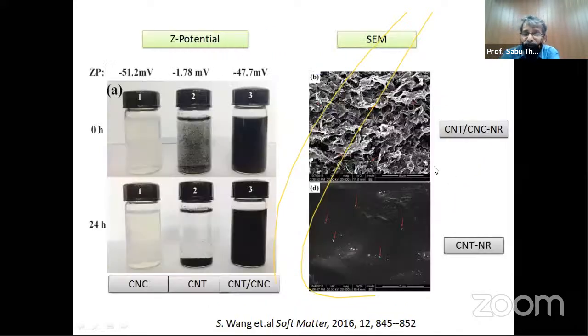The beauty of this material, you can see in the next slide, this is nanocellulose suspension in water. Very light nanocellulose suspension. And this suspension is kept for 24 hours.